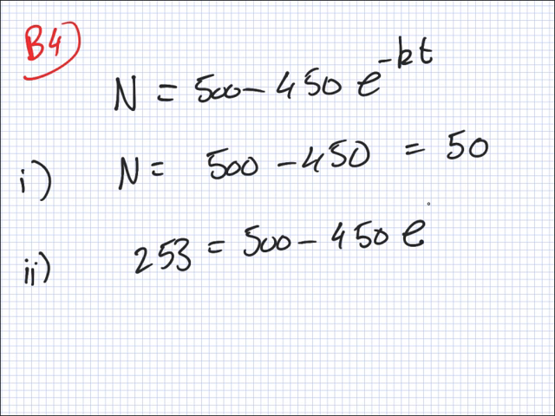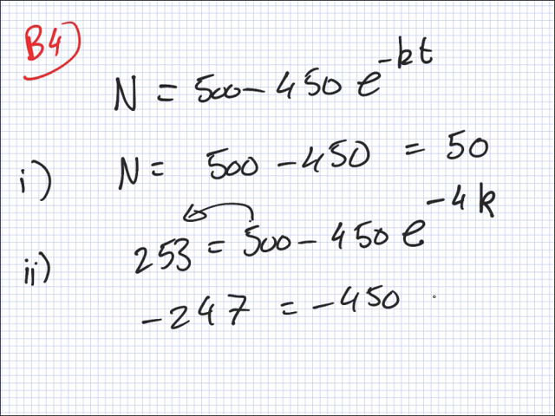After 4 years. Right, what should I do first? Substitute. I subbed in. I'm going to bring that 500 to the left. I get minus 247 equals minus 450 e to the minus 4k. Next, I can cancel the minuses and divide.